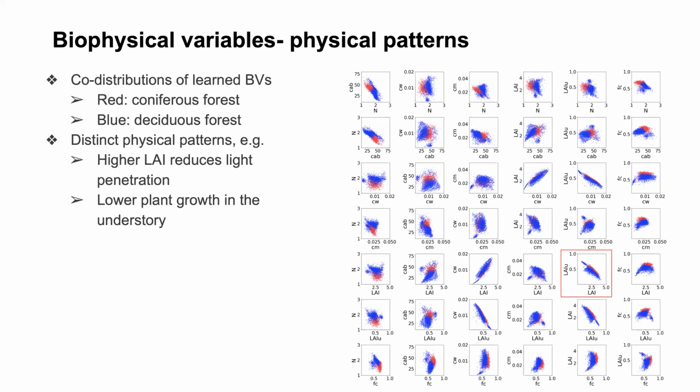LAI is the leaf area index, which can represent the plant growth at the canopy level. And the LAIU can quantify the plant growth at the understory level. This is interesting because higher LAI, meaning higher plant growth at the canopy level, can reduce the light penetration through the canopy. So it will result in lower plant growth in the understory. Thus, we have the negative correlation.